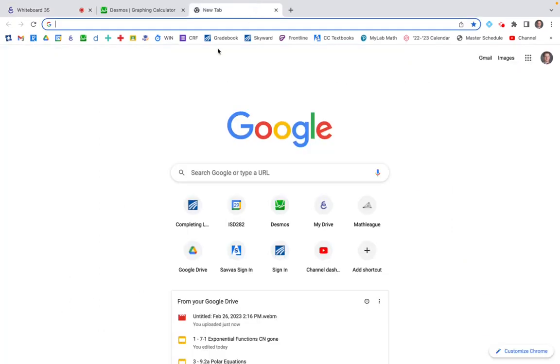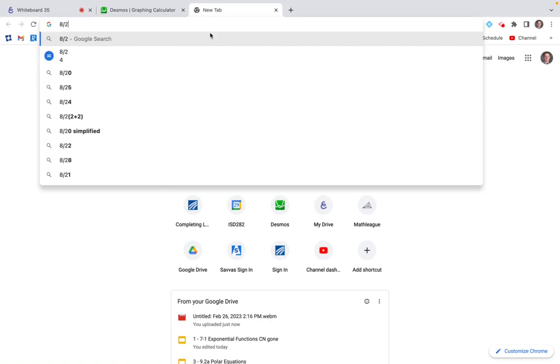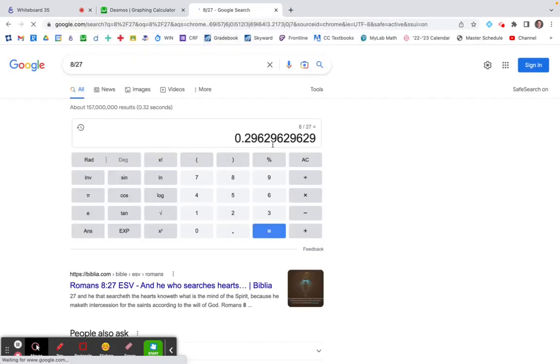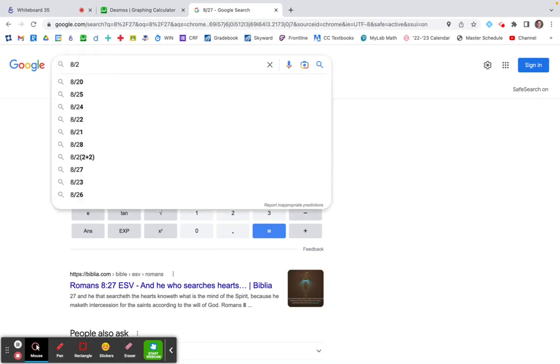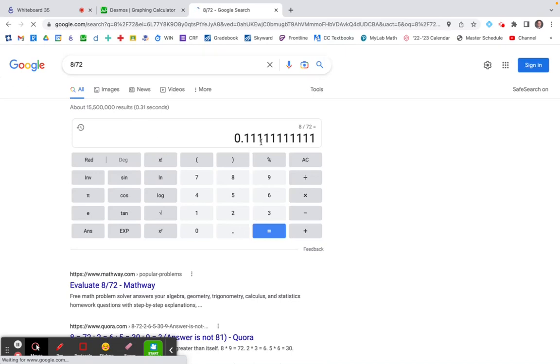I don't know what that is. Let's do 8 divided by 72. Okay, that's this, 0.296. Wait, I did 27. Oopsies. 72. My fault. 0.111111. Hey, that looks like 1/9 to me.